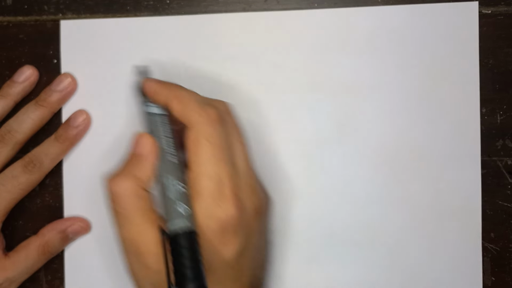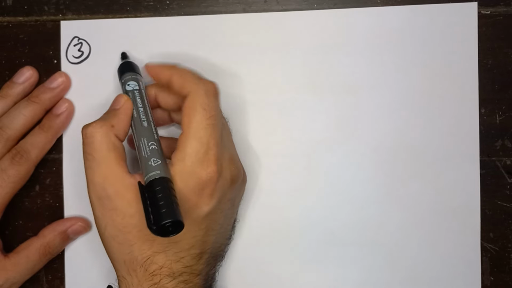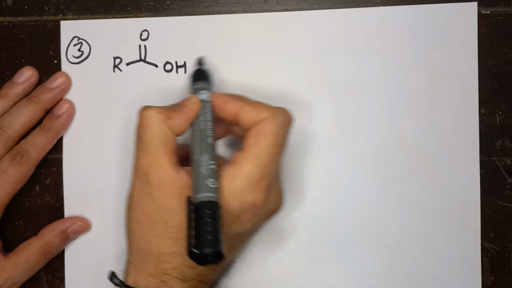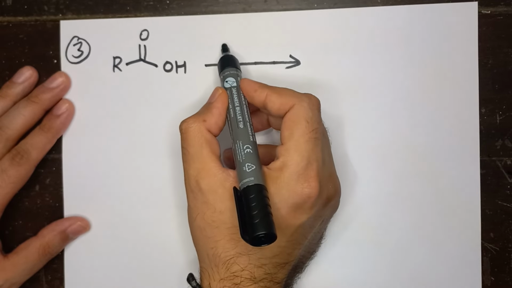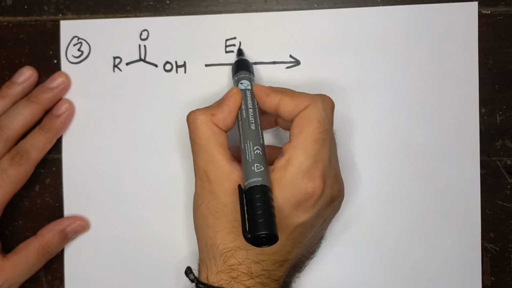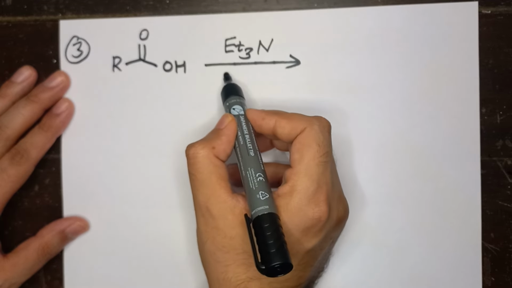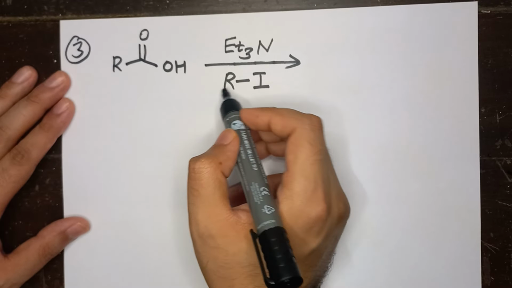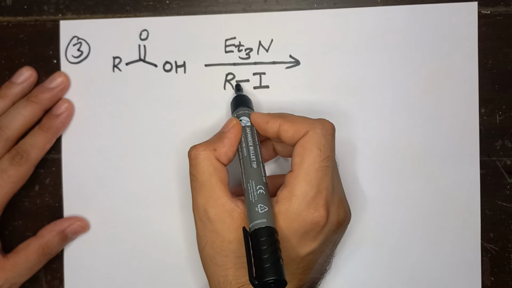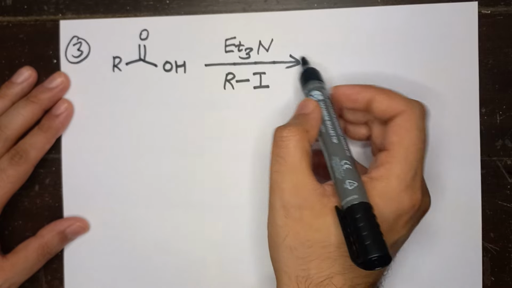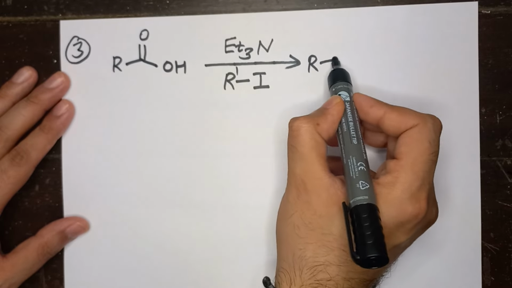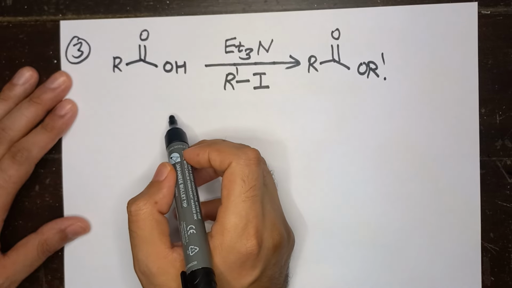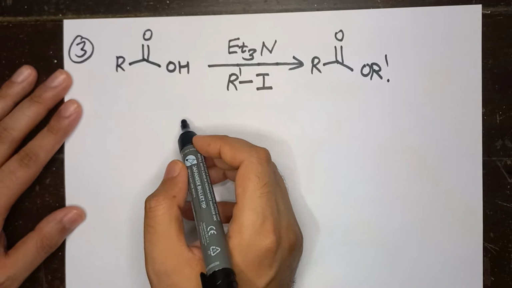Okay, so for the third method, you have an acid. You need to use a base. Let's write triethylamine with an alkyl halide. Okay, you can use iodomethane or any alkyl halide source, and that will convert my acid into an ester. So what is the mechanism? Well, the mechanism is pretty straightforward.